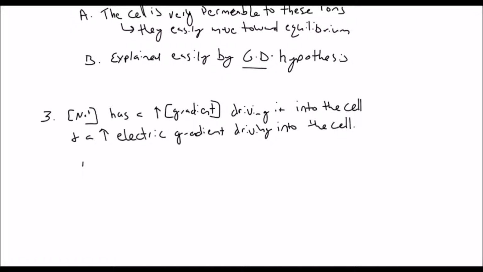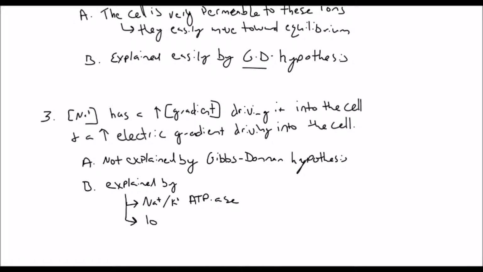So we can say sodium has a high concentration driving it into the cell. It has a high electric gradient driving it into the cell. And this means we can make two conclusions about it. The first, we can conclude that it is not explained by the Gibbs-Donnan equilibrium. And we can also say that the sodium concentration gradient is only explainable by the sodium-potassium ATPase and its low permeability. Low sodium permeability only means when the cell is at rest.